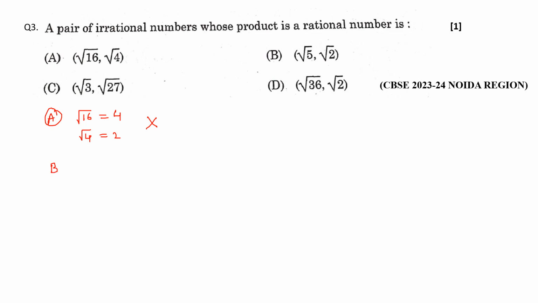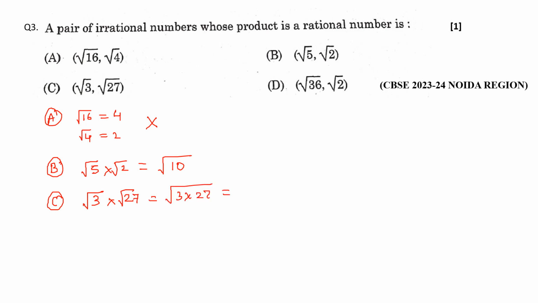Now move to B option. Root 5 into root 2. Now root 5 and root 2 both are irrational number, and if you multiply you will get root 10, which is again an irrational number. Next, moving to third option, root 3 into root of 27. So it will become root of 3 into 27, which will give me root of 81, and root of 81 is 9. So here I am getting my rational number. When I multiply two irrationals, I am getting a rational number 9. So from here I can say C is the correct option.